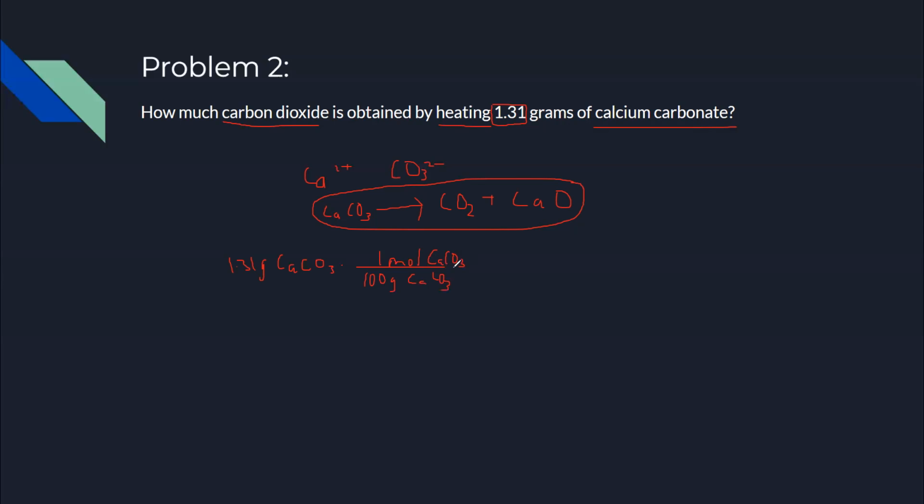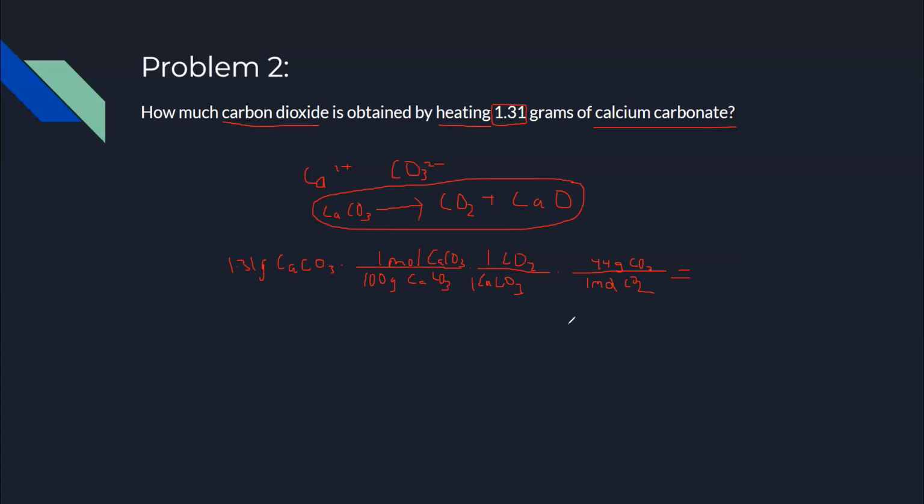And it's good to do all the steps in case you make a mistake so you can retrace your work. So then now you have to convert from CaCO3 to CO2. 1 mole CaCO3 equals 1 mole CO2. So 1 mole CO2 makes 44 grams CO2. Then you just calculate in order to find the carbon dioxide.